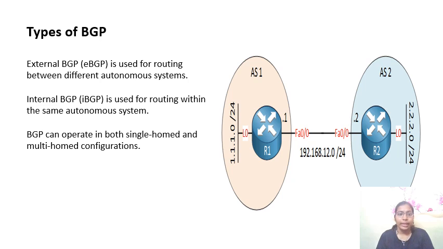Types of BGP. External BGP, eBGP, is used for routing between different autonomous systems. Internal BGP, iBGP, is used for routing within the same autonomous system. BGP can operate in both single-homed and multi-homed configurations. Autonomous System 1, Autonomous System 2, and there is a connection between Autonomous System 1 and Autonomous System 2.